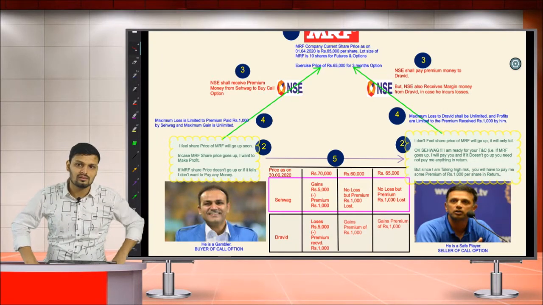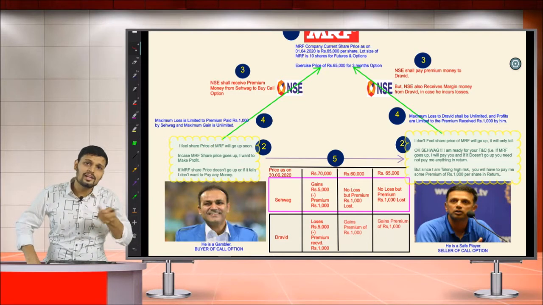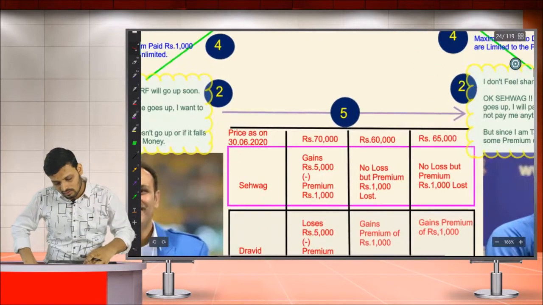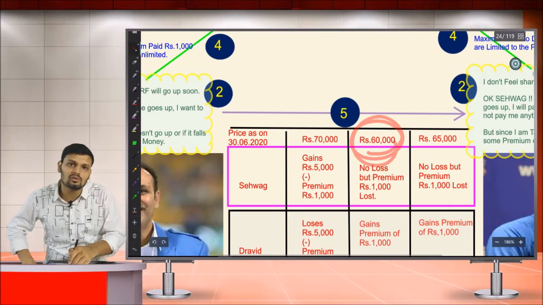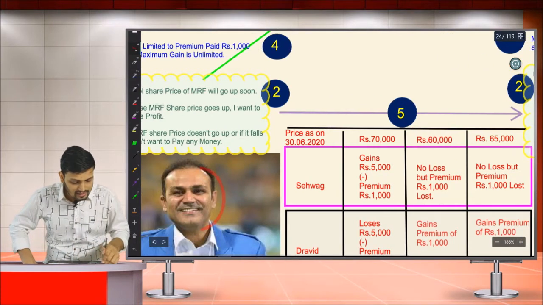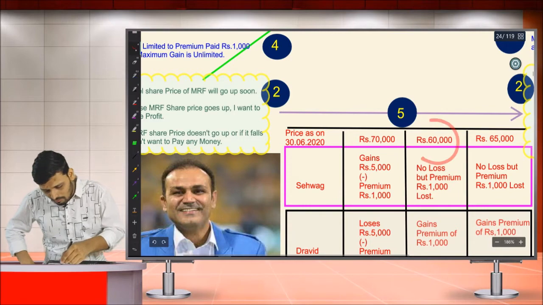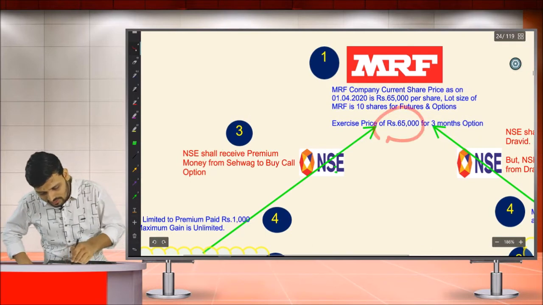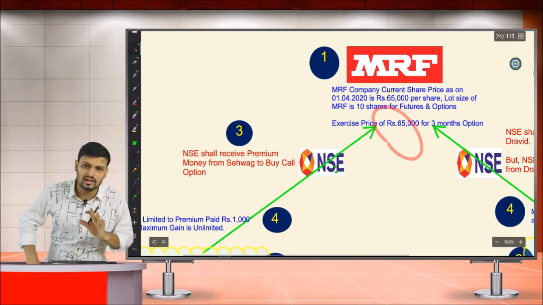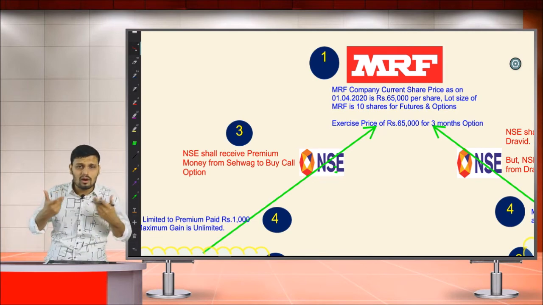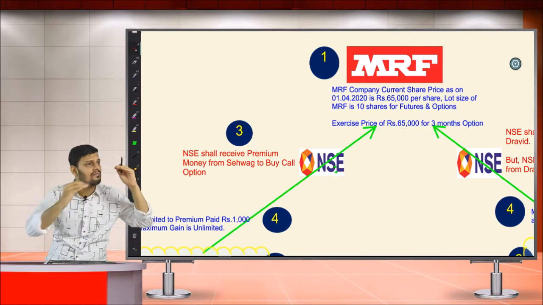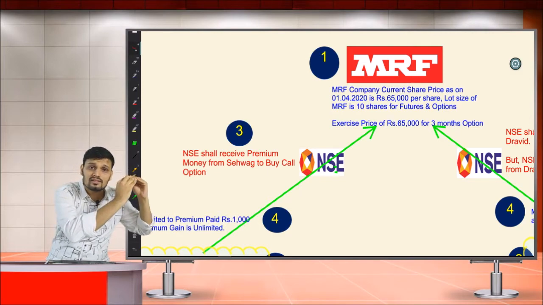Again, I'll try to summarize. The buyer of a call option has the right to buy, but not the obligation. What does that mean? If the share price goes to 60,000, can Sehwag say, I don't want to buy at 65,000? They have fixed the price of 65,000. Sehwag has told Dravid that no matter what the price is, I will buy the share at 65,000. And Dravid has also agreed that no matter what the price is, I will be willing to sell the share at 65,000.